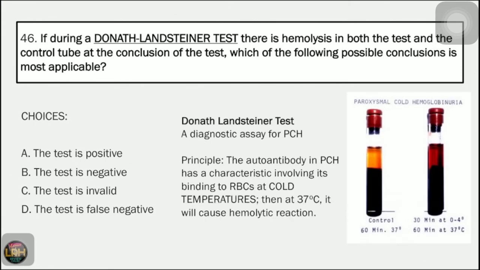So, the Donath-Landsteiner test is used as a diagnostic assay for paroxysmal cold hemoglobinuria. It is based on the principle of the mechanism of the autoantibody seen in paroxysmal cold hemoglobinuria. So, what is done during this test? There are two tubes. One is for the patient, and one is for the control. The test cell, the patient tube, is incubated at 4 degrees centigrade, whereas the control tube is incubated at 37 degrees centigrade.